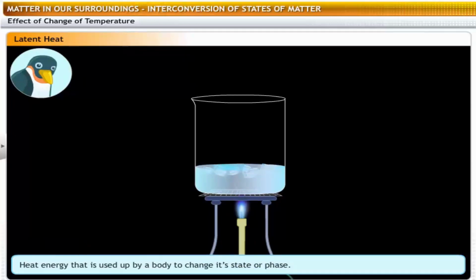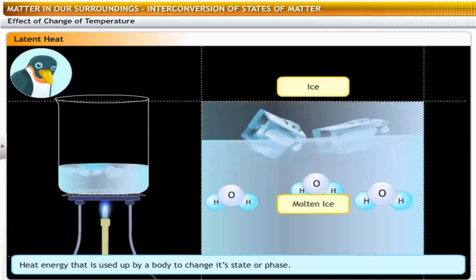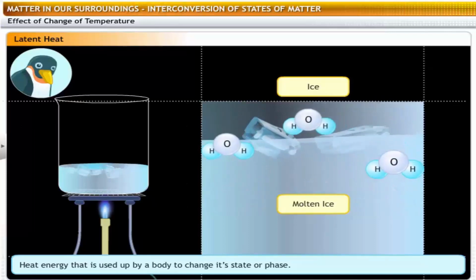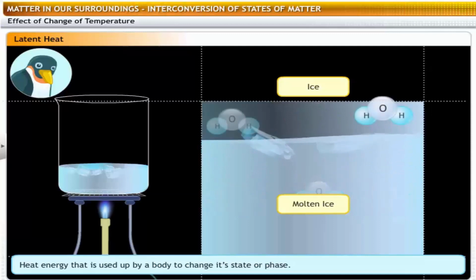In our experiment, the heat is used to increase the kinetic energy of the particles of ice to such an extent that they break away from the rigid lattice structure of the solid form, ice, and move around freely to form the liquid form, water. So, until all the ice has melted, the heat absorbed does not raise the temperature of the ice-water mixture.